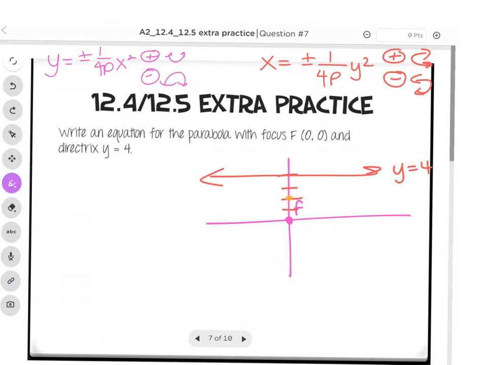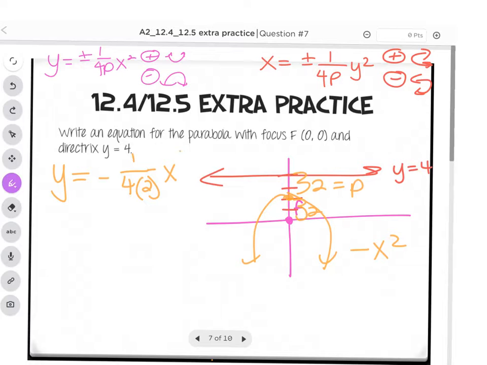And it's halfway between these, so the p is 2. And the fact that it faces down tells you it's a negative x squared parabola. X squared is up or down, positive is up, negative is down. So then I know it's y equals negative 1 over 4p, which we said is 2, times x squared.